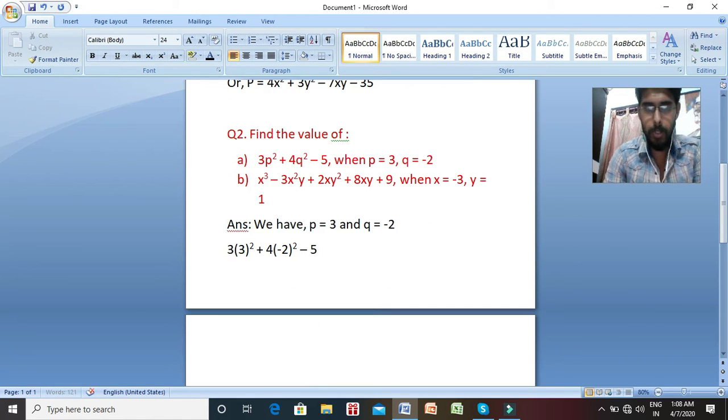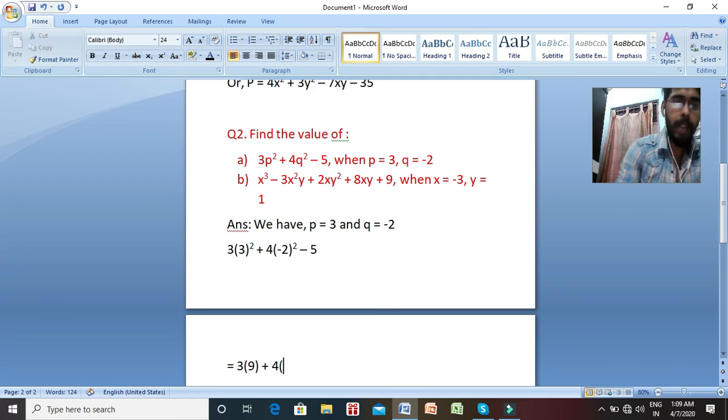So that equals 3 into 3 squared. Now 3 squared is 9, so 3 into 9, I'm putting 9 here, plus 4 into minus 2 squared. Minus 2 squared is 4, since negative into negative will be positive, so it will be 4, and minus 5.